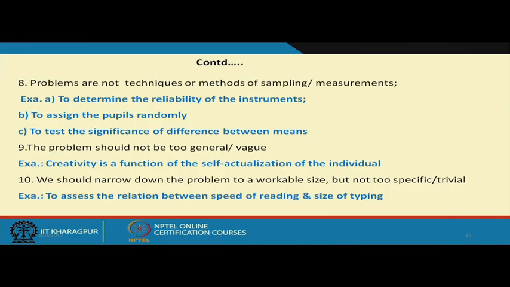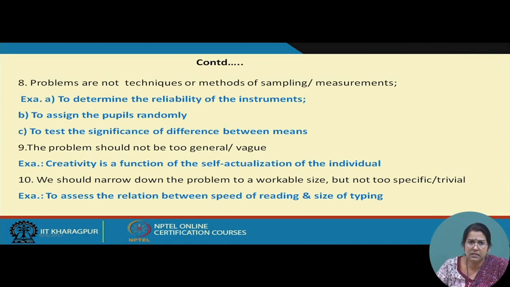So, what kind of research problem is it? To assign the pupils randomly. So, these kinds of questions are not good research problems. To assign the pupils randomly, to test the significance of difference between means. So, these kinds of issues are not actually research problems.